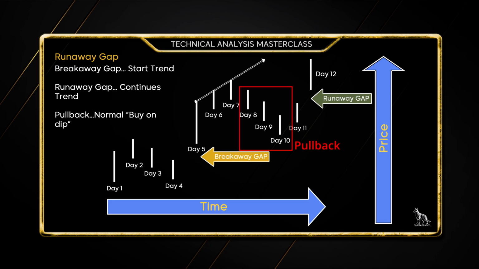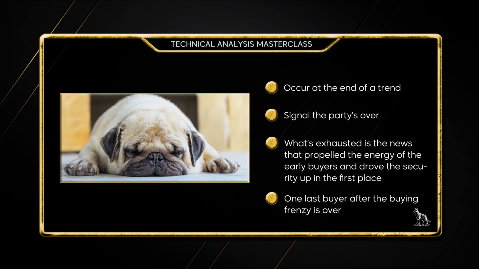We had a little bit of a pullback. Now we've had our runaway gap and we're still going and still doing well, continuing with this trend and getting some profits there. Now this exhausted pug is an accurate representation of what we're going to talk about next, which is an exhaustion gap, when price starts to run out of steam.